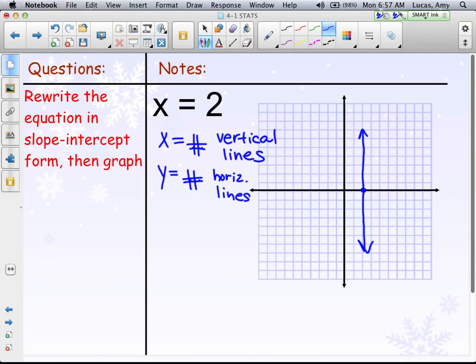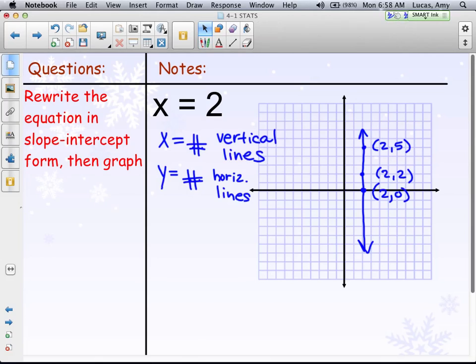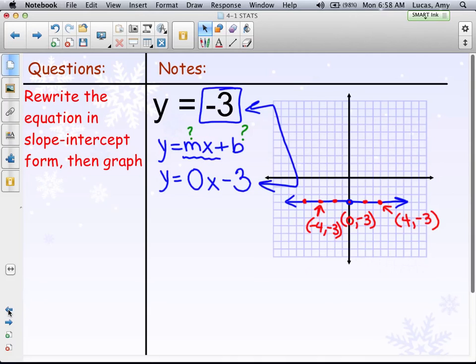So when there aren't two variables in your equation, it's going to be a more basic line that's horizontal or vertical. And you just have to remember which is which. So all of the points on this line have x coordinates of 2: (2, 0), (2, 2), (2, 5), and so on. So for every point on that vertical line, x is 2. Like on the last one, every point on the horizontal line, y was negative 3.